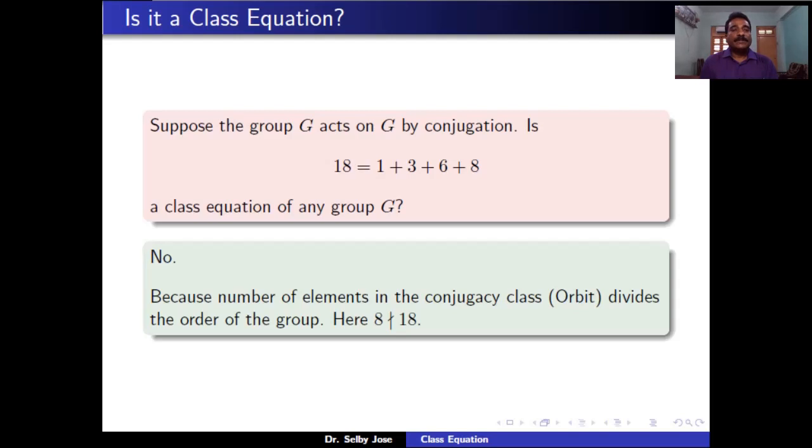So, what about 18 equals 1 plus 3 plus 6 plus 8? Is it a class equation of any group of order 18? This is also no. Because we know that the cardinality of the orbit, the conjugacy class of any element, divides the order of the group. That means this 8 indicates the cardinality of a non-trivial conjugacy class. Therefore, 8 must divide 18, which is not possible. Therefore, 18 equals 1 plus 3 plus 6 plus 8 is not a class equation of any group of order 18.